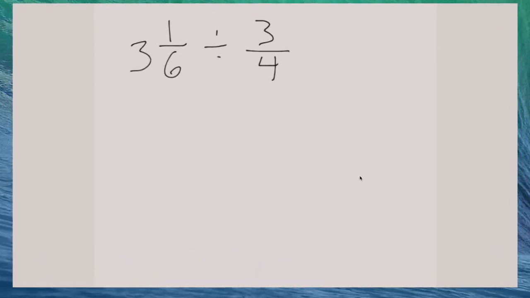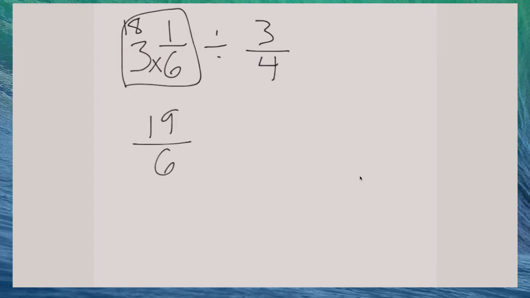For this example, let's do 3 1/6 divided by 3/4. We're going to start out by converting our mixed number into an improper fraction. So 6 times 3 is 18, plus 1 is 19. So we have 19/6. My next step, I need to convert my divisor into a reciprocal. So it becomes 4/3 because I flip it upside down.